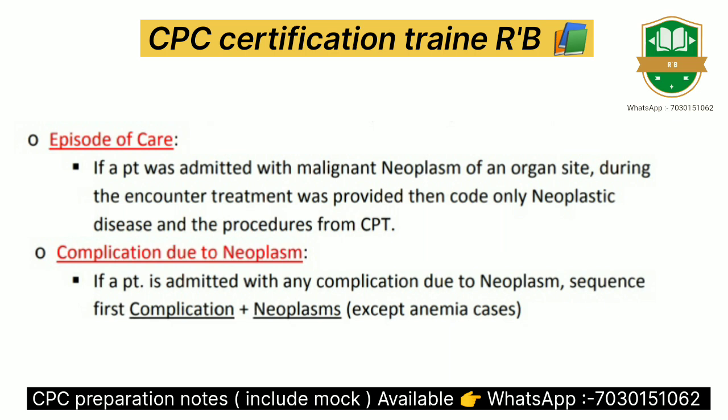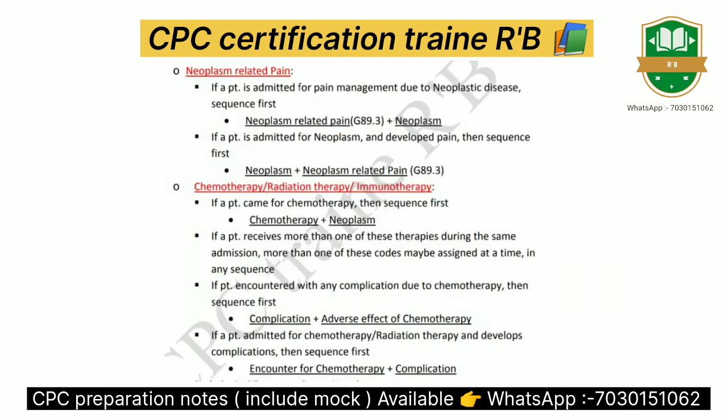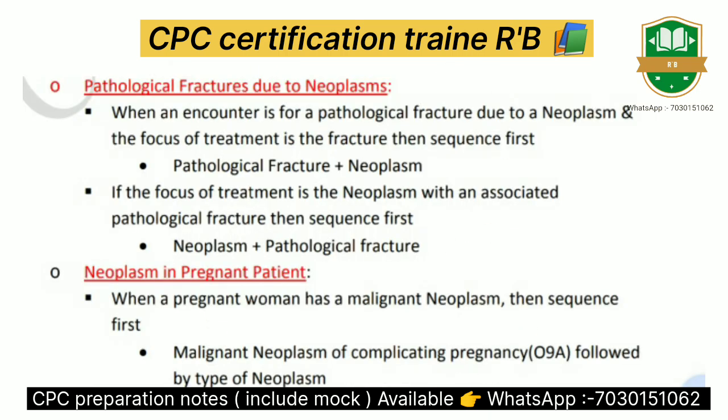Okay. Then next you can check in scenario any chemotherapy treatment, or any pregnant patient, any fracture patient, then you can go to first fracture code, then neoplasm code. You can read one by one line.